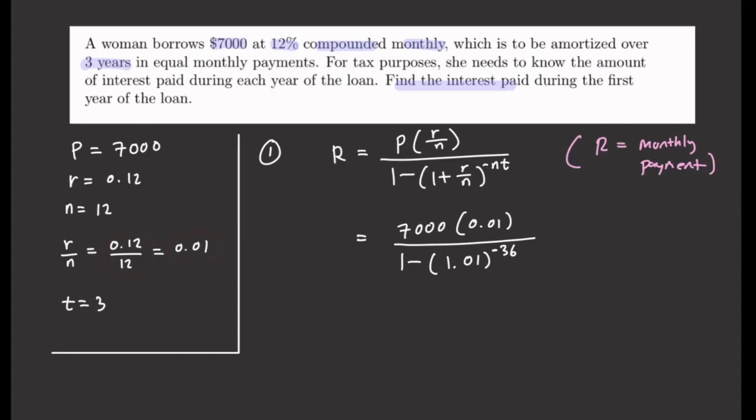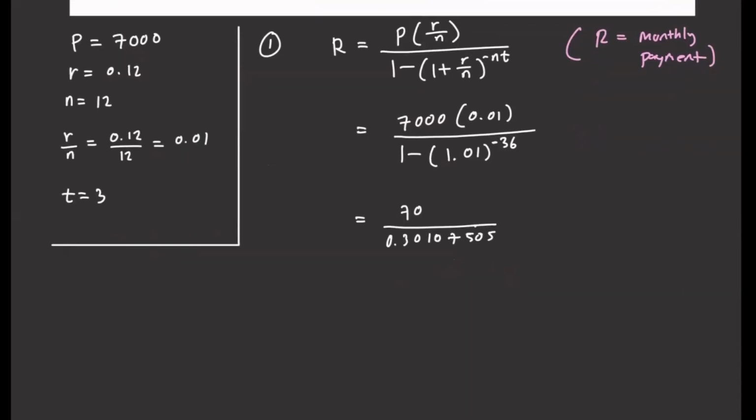Now pull up a calculator and do this. So if you do 7,000 times 0.01, you're going to get 70. The denominator, so do this calculation first. Take 1.01, raise it to an exponent of negative 36, and then do 1 minus that value. You should get 0.30107505. I believe that's the number. And then if you perform this division, you'll have your R to be $232.50. So this is the person's monthly payment. So we know how much the person is paying every month.